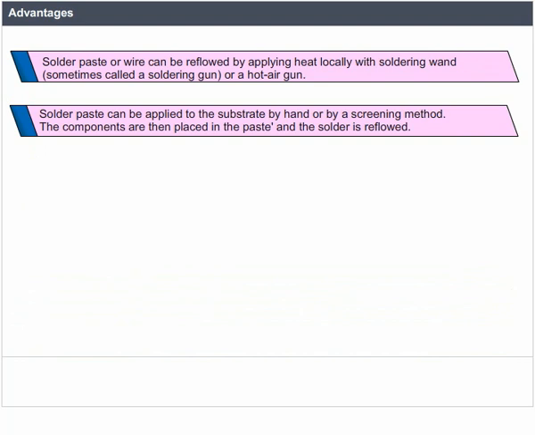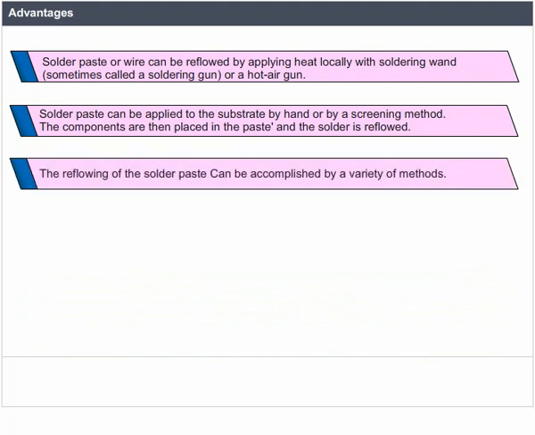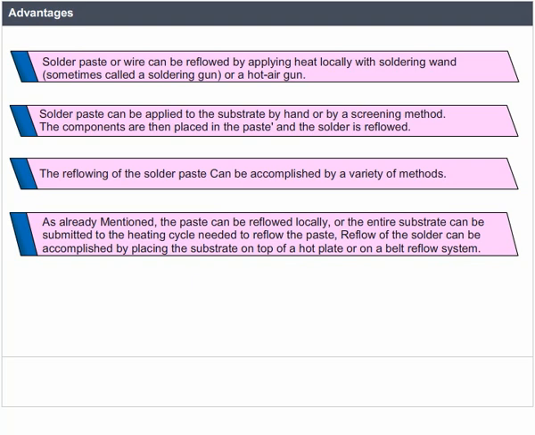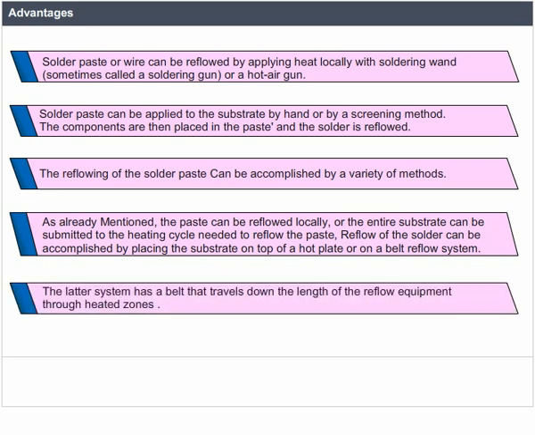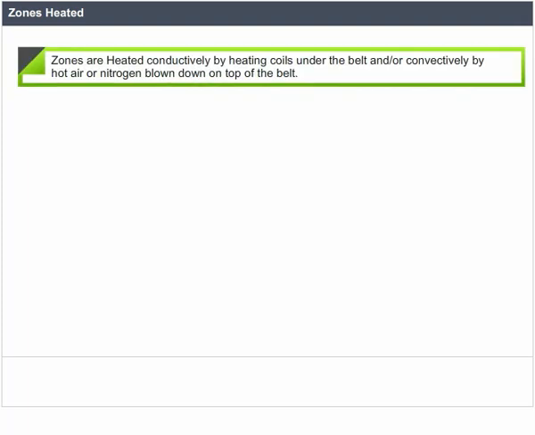The reflowing of the solder paste can be accomplished by a variety of methods. As already mentioned, the paste can be reflowed locally, or the entire substrate can be submitted to the heating cycle needed to reflow the paste. Reflow of solder can be accomplished by placing the substrate on top of a hot plate or on a belt reflow system. The latter system has a belt that travels down the length of the reflow equipment through heated zones. Zones are heated conductively by heating coils under the belt and/or convectively by hot air or nitrogen blown down on top of the belt.